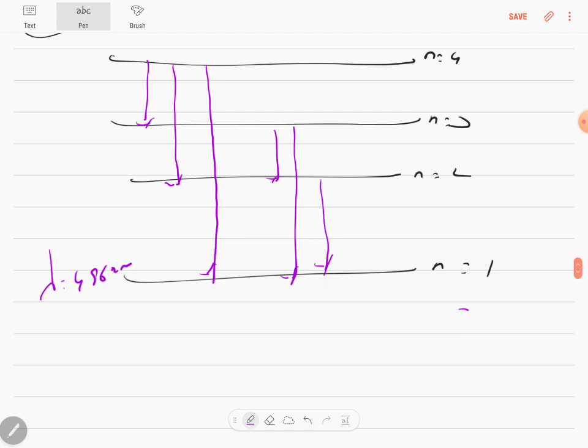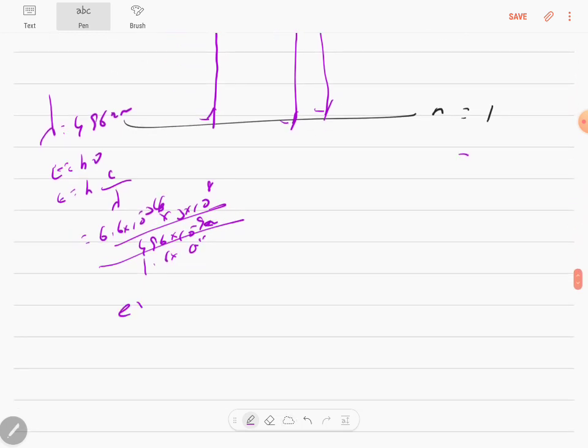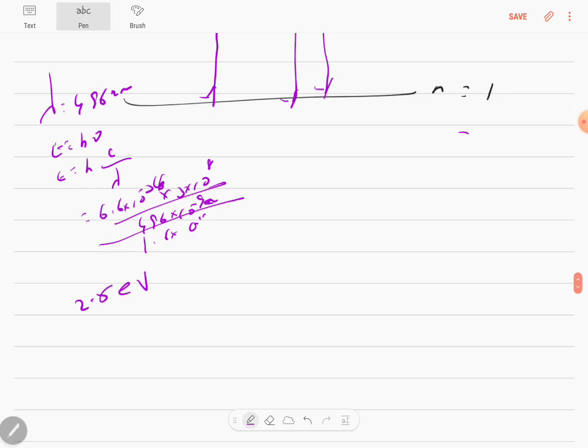Every time they'll give you the wavelength. E is equal to h nu. E is equal to h into c by lambda. H is 6.6 into 10 to the power minus 34, into 3 into 10 to the power 8, divided by lambda itself, 496 into 10 to the power minus 9 meter. This has to be divided by 1.6 into 10 to the power minus 19 to get the electron volt answer. That answer is 2.5 electron volt. You get it like this.